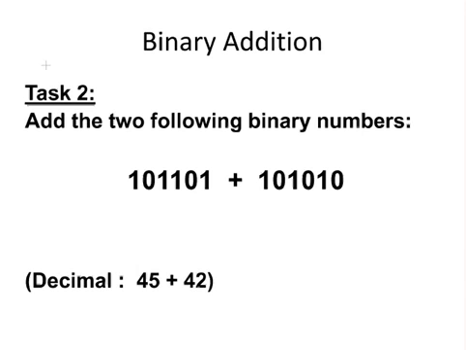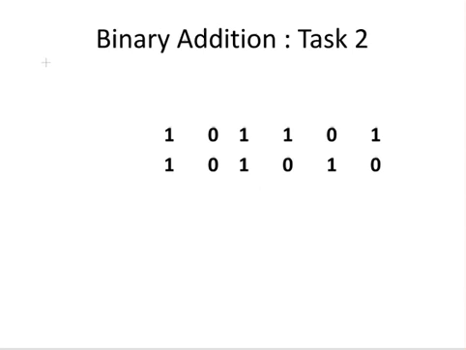Here's a second example. Add the two following binary numbers, 101101 plus 101010, and in decimal form that is 45 plus 42. So here are my two numbers again, aligned from the right hand side, one on top of the other, so that each digit is paired up with the corresponding digit of the other number. So what we're going to do now is start from the right hand side and work towards the left.